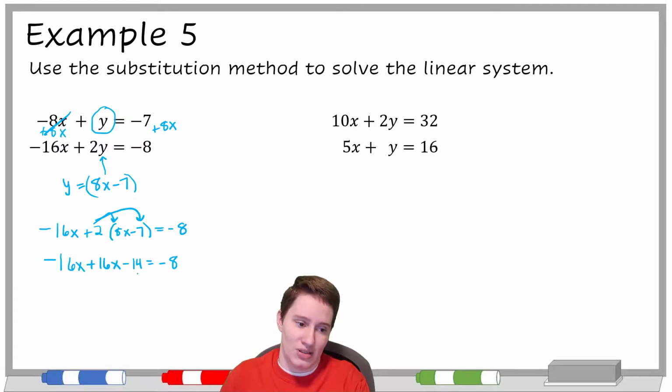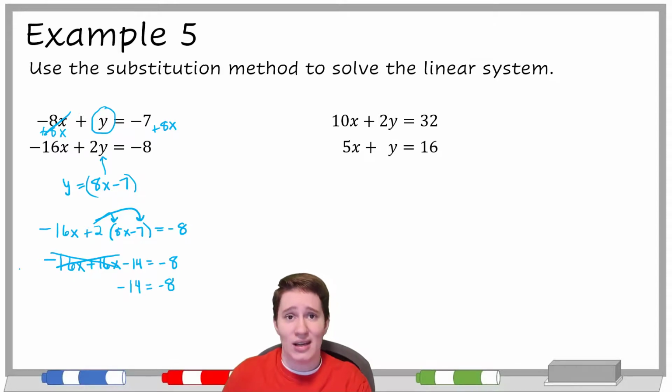So here's what happens for one of our special cases when we're substituting. See, as I add these like terms together, how they cancel out. And that's not something that we want to have happen when we're using substitution. It cancels out, and now I have negative 14 equals negative 8. So I ask myself, hey, does negative 14 equal negative 8? No, it doesn't. So since those aren't equal, the answer to this is no solution.